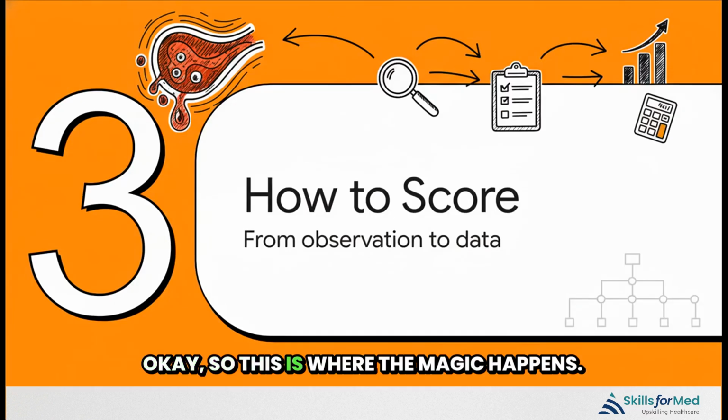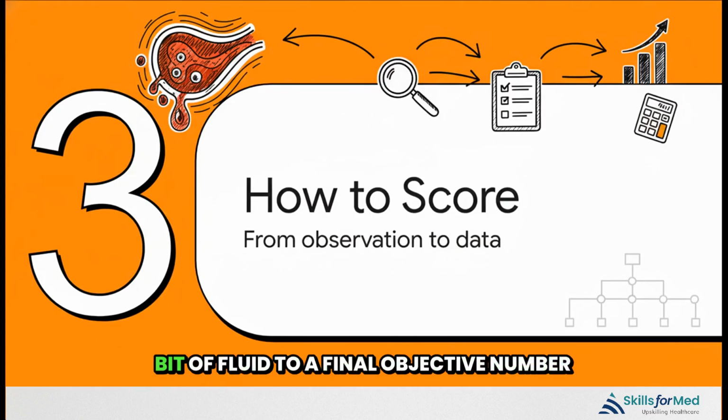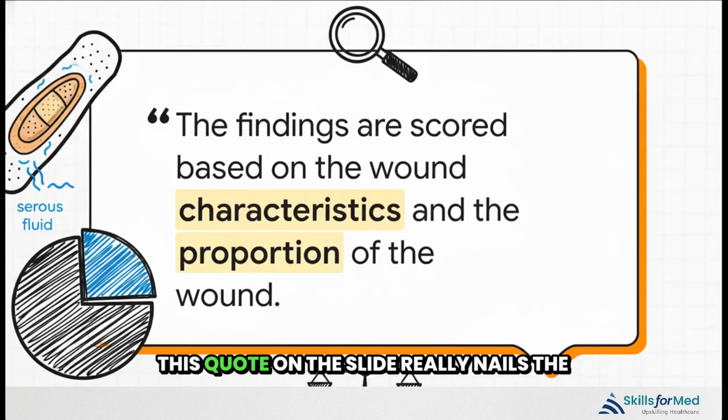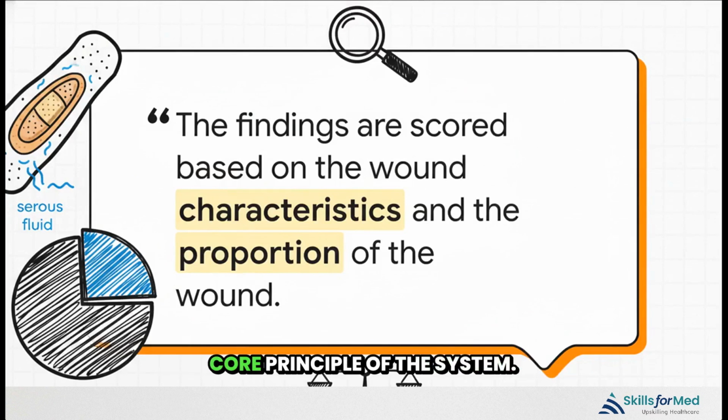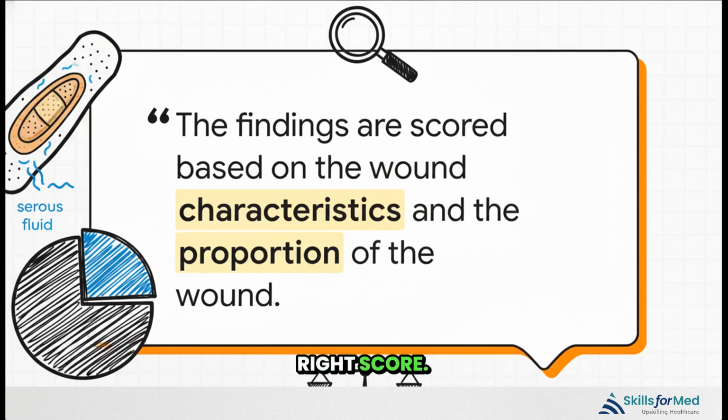Okay, so this is where the magic happens. How do we get from seeing some redness or a bit of fluid to a final, objective number that everyone on the team can understand? This quote on the slide really nails the core principle of the system. It's a 2-part deal. First, you identify the characteristic, like, say, that clear serous fluid. And second, you quantify the proportion of the wound that it covers. You absolutely need both pieces to get the right score.